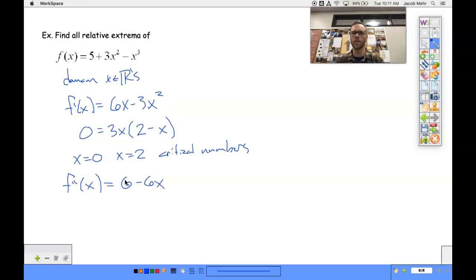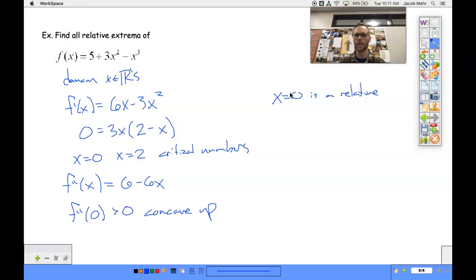And my second derivative gives me concavity. So I'm wondering, at x equals 0, is it concave up or concave down? Well, f double prime of 0 is what? Positive. That tells me it's concave up. And if it's concave up, x equals 0 is a relative minimum.